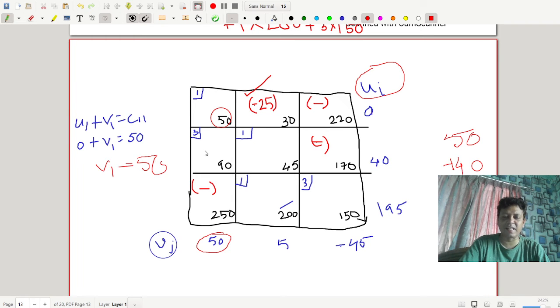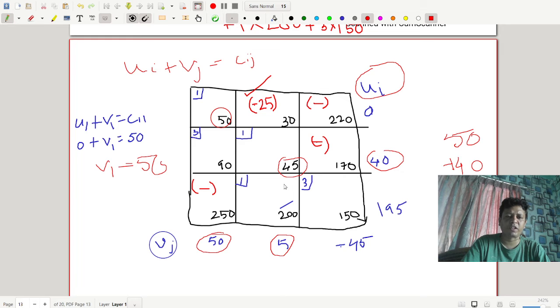That is for basic cells, UI plus VJ equal to Cij for basic cells. So this is a basic cell. That is why 50 plus 40 equals 90. So here I am writing 40. Now this is 45. This is a basic cell. So what should be added to 40 to get 45? 5. So I am writing 5 here.